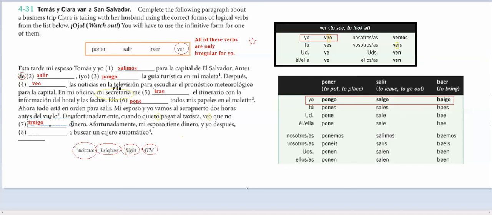Afortunadamente mi esposo tiene dinero y yo después blank a buscar un cajero automático. So afterwards I went to go look for an ATM. So I left to go look, which would be salir, and who's going, it's yo. So salir for yo would be salgo.